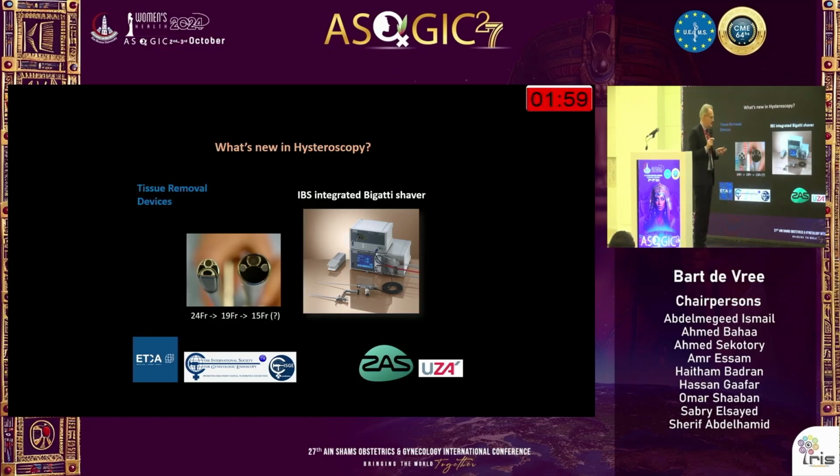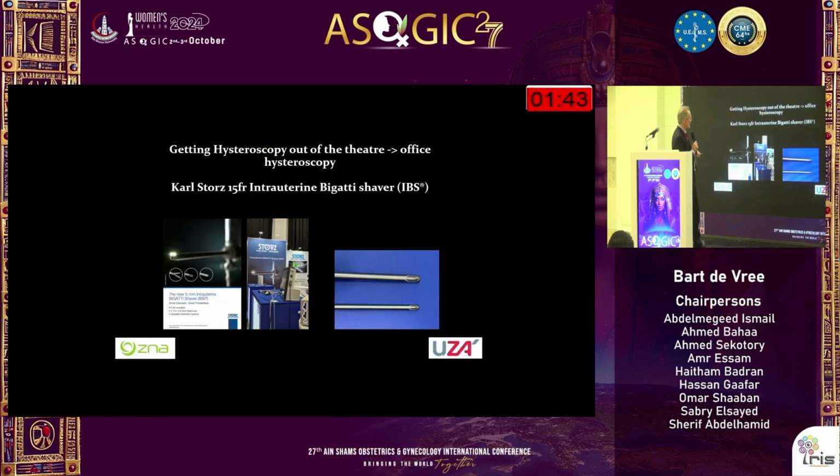I don't have it yet, but while the shaving will be possible with the very tiny one, it could be possible to also take larger biopsies, taking polyps and everything also in the outpatient. So this is just a photo of the really small Bugatti shaver. You see the normal tissue removal system of Bugatti. This is the system that we use in the 24 and 19 French, and you see they have like a tiny one that we can use in the outpatient.